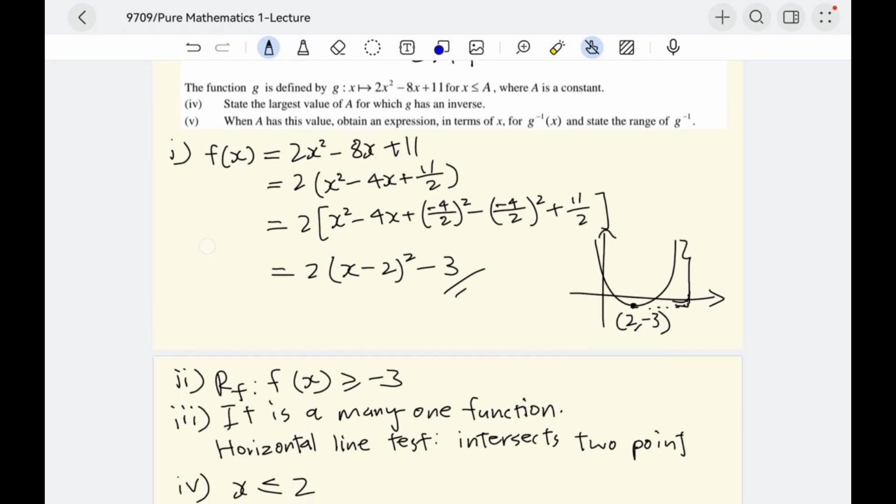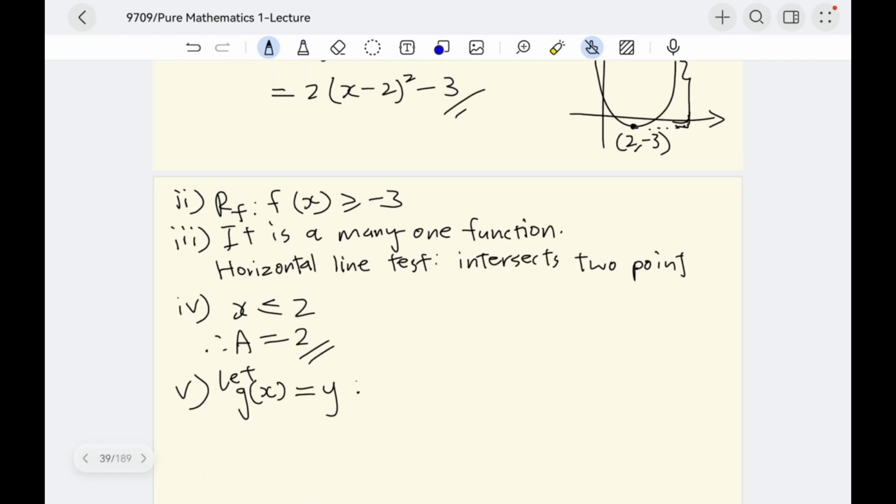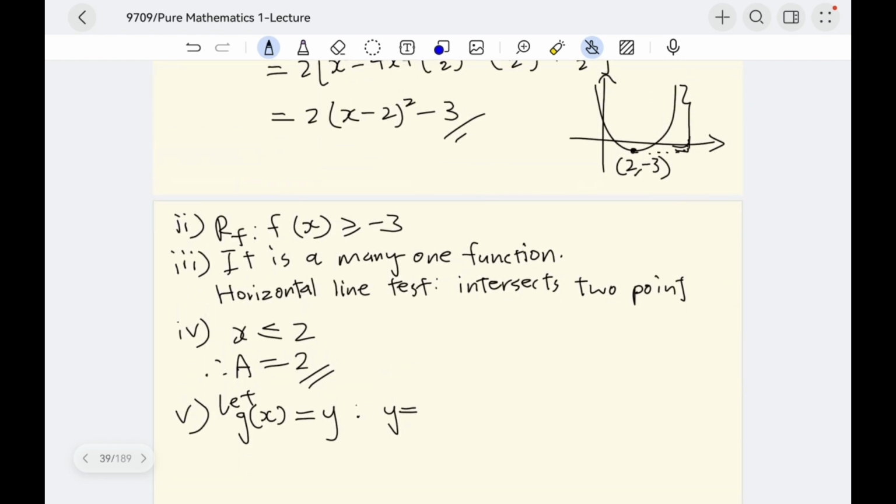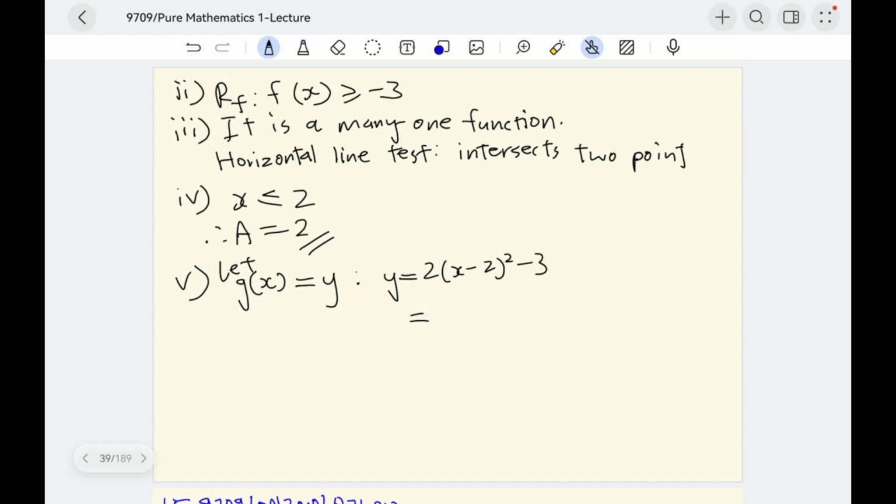Next, replace y equals to 2(x ...), this vertex form. And then you let x be the subject in terms of y. So you will obtain this. Separate into two cases.